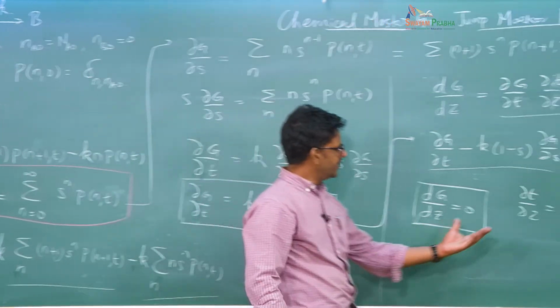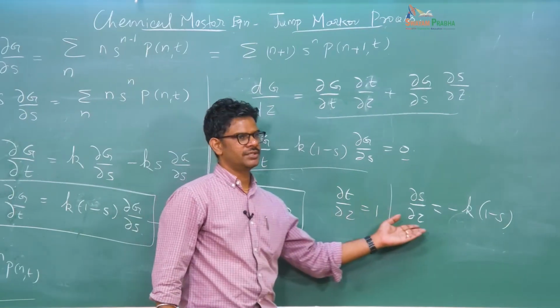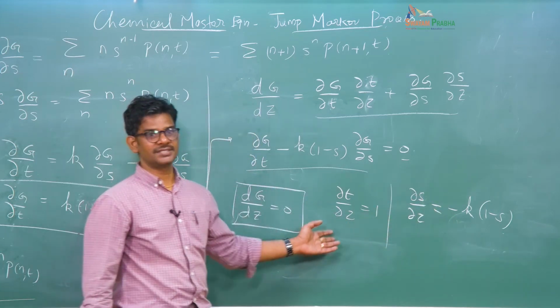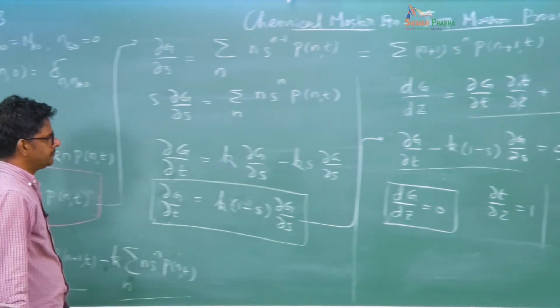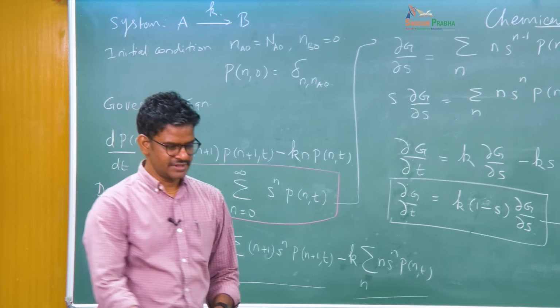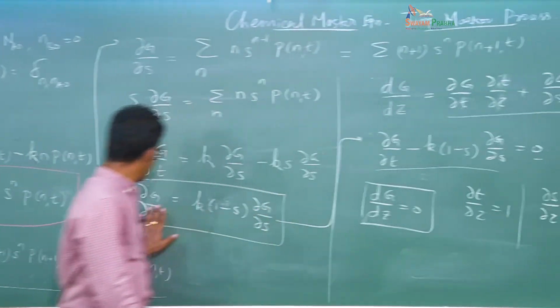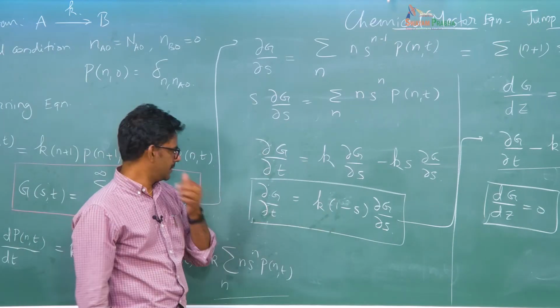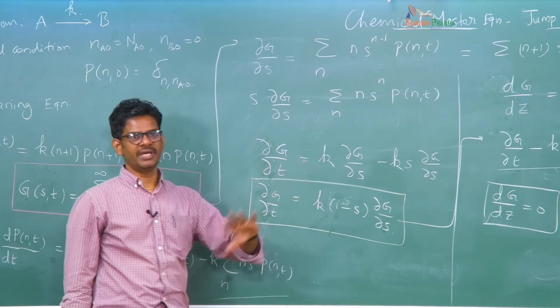So basically we get two characteristic equations that will tell you, if I solve this, how Z is defined in terms of S and T. Z is a new variable I am defining. Up to this point, G is a function of S and T, two independent variables.